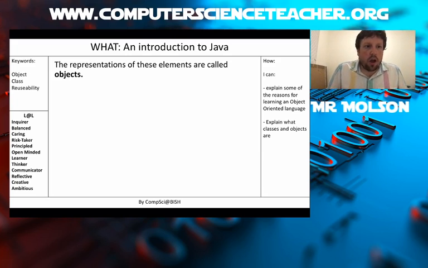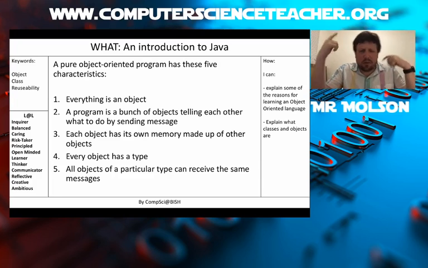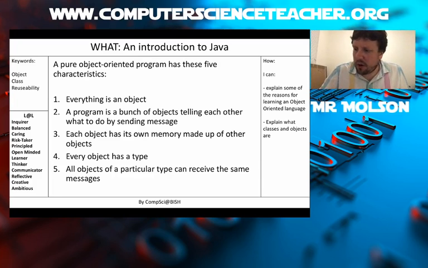Now, where do object-oriented programs come from? Well, all object-oriented programs have these 5 characteristics. This is what we are looking for in our object-oriented programs. Everything in an object-oriented program is an object, and that's really important. I've already spoken about this: a program is basically going to be a load of objects telling each other what to do by sending messages and interacting with each other. Each object has its own memory, which is going to be made up of other objects. That might sound a little bit confusing at the moment, but that'll become more apparent as we work our way through the lessons.